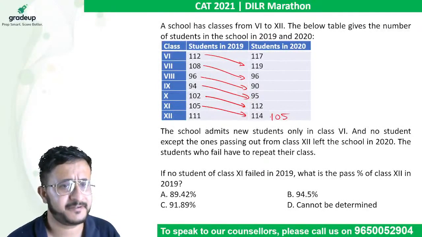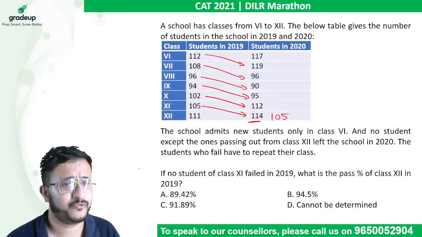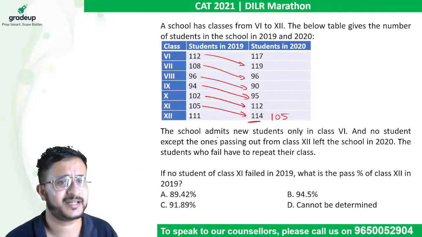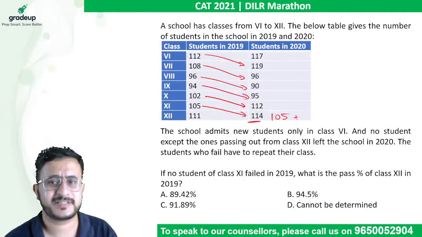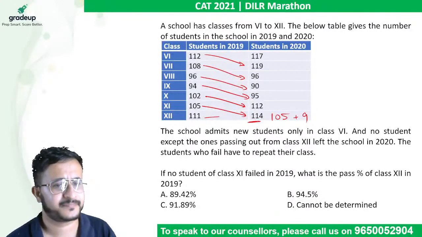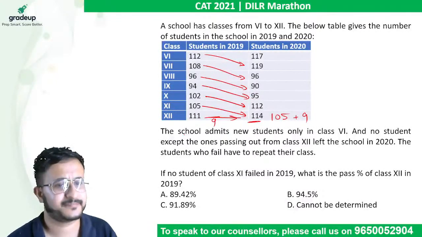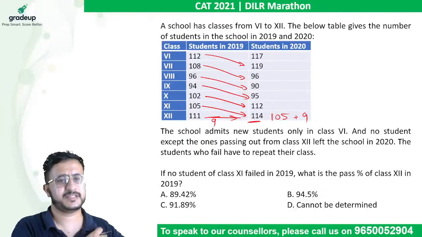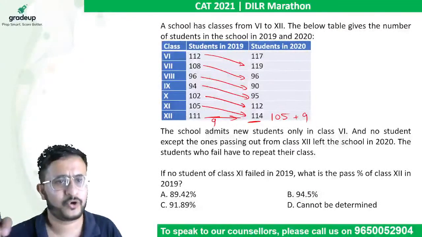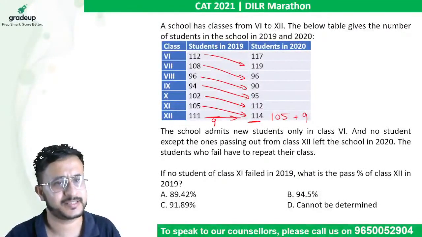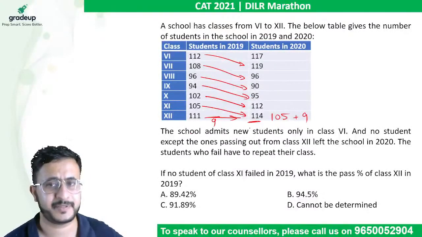The number should be 105, but the number is 114. How did 9 extra students come? That is very simple logic. These students must have failed in class 12th. So 105 came from class 11th and 9 are repeaters. No one else joins class 12th, so either they come from class 11th or they are the ones who failed in class 12th and repeat the class. So 9 students repeated the class.